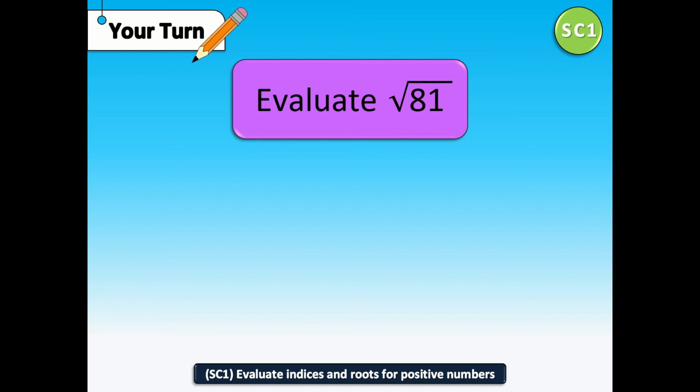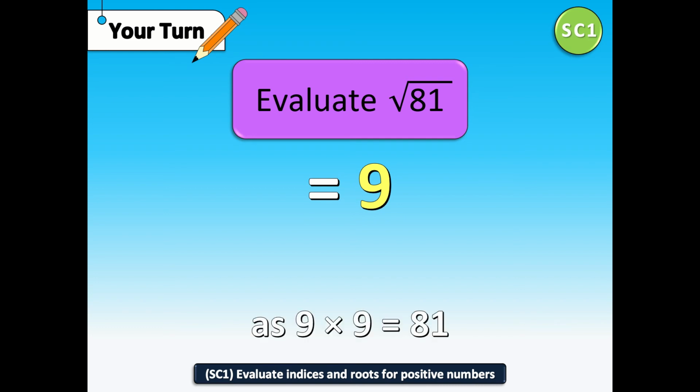So you want the square root of 81. So what number times by itself makes 81? Well, the answer is 9, because 9 times 9 is 81. Or minus 9, because minus 9 times minus 9 is also 81.